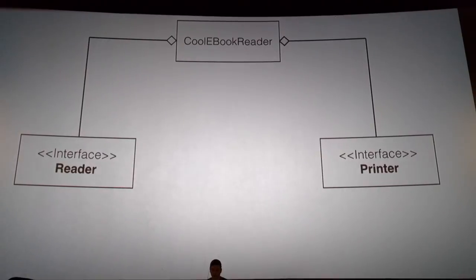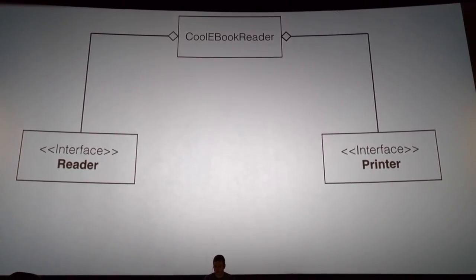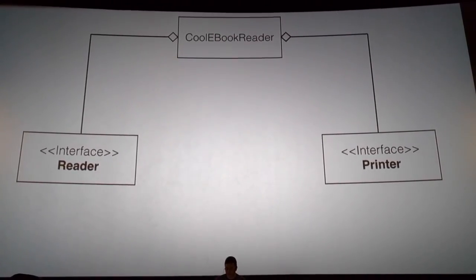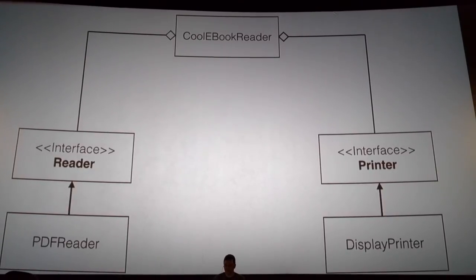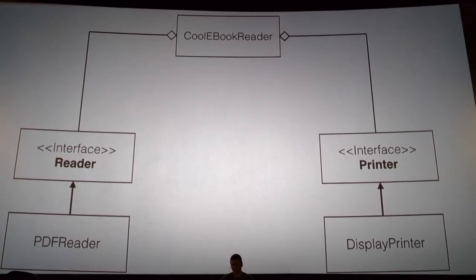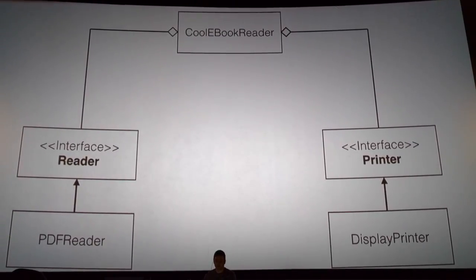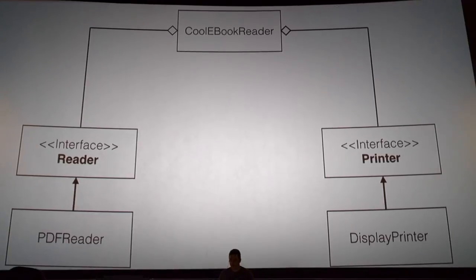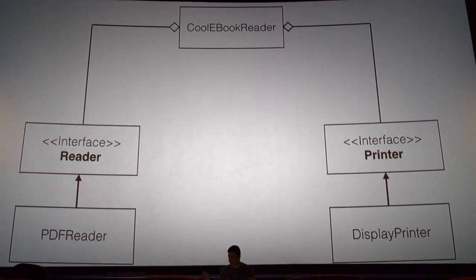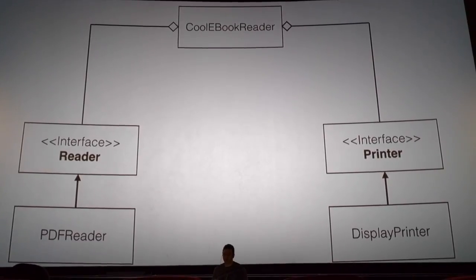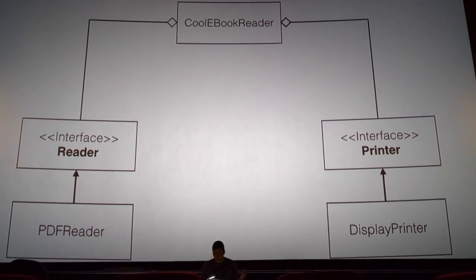So the next part of the definition is that abstractions should not depend on details, rather details should depend on abstractions. So our PDF reader has to implement the interface of reader. Whether it needs to do other work, we don't care. As long as it implements the methods that reader tells it to, and it returns the correct information, we don't care if it needs any other information. Same with the display printer. As long as we can give it a string and it will know what to do with it, that's all we care about.